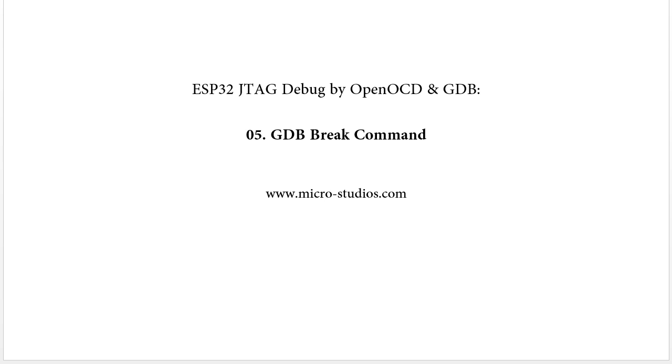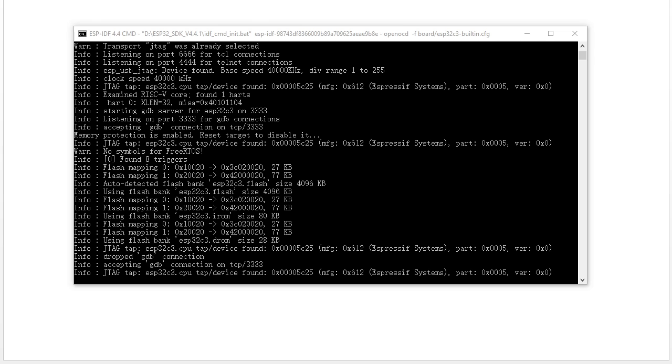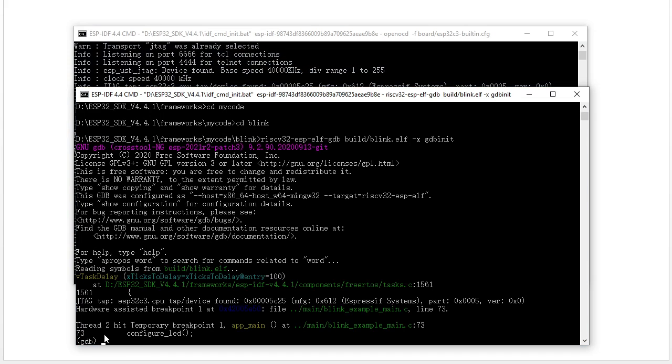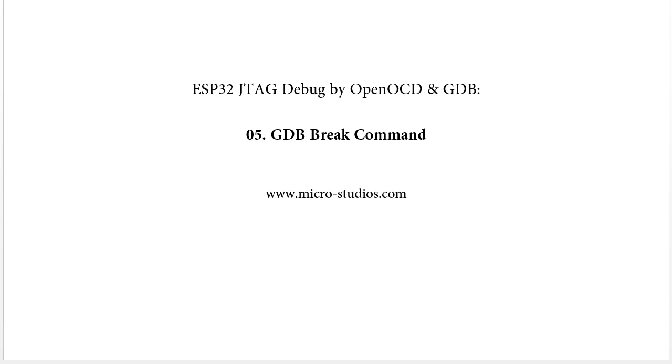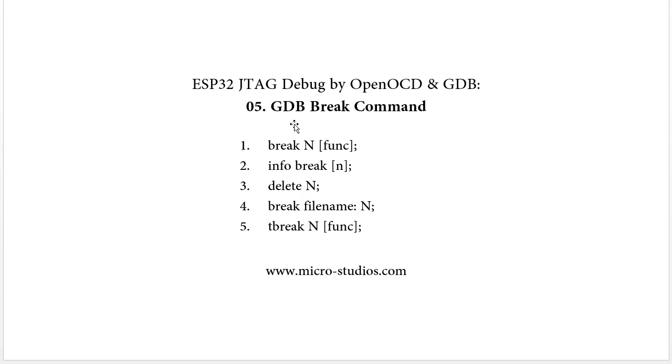In this video, we will talk about the GDB break command for ESP32 JTAG debug. In the previous video, we already ran the GDB like this. It stopped here. It is a temporary breakpoint. The temporary breakpoint only runs one time. Here we will go through every detail of the breakpoint.